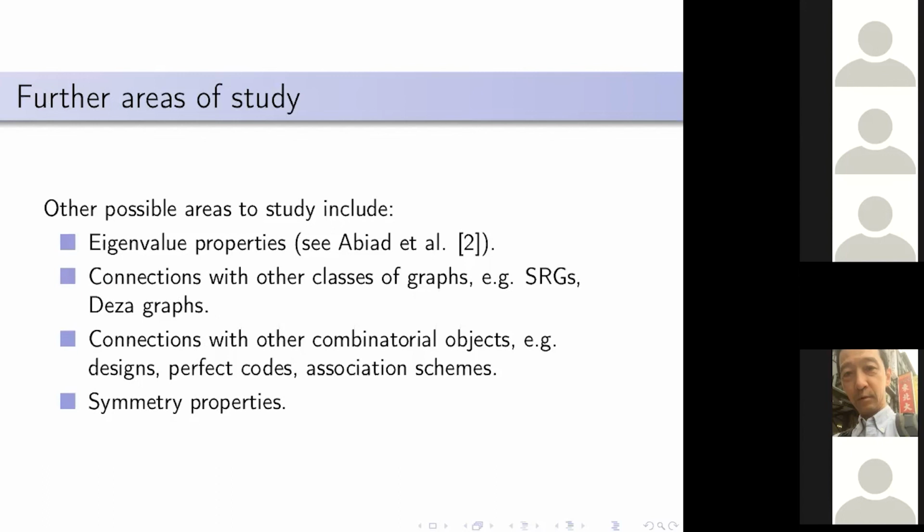And we can also throw it back to the initial motivation of Neumaier and think about symmetry conditions, and what properties are forced upon Neumaier graphs when symmetry conditions are required. Okay, that's all from me. It's been a bit of a repeat, but thanks for listening.